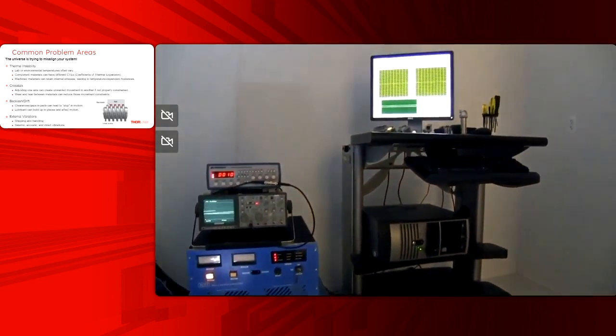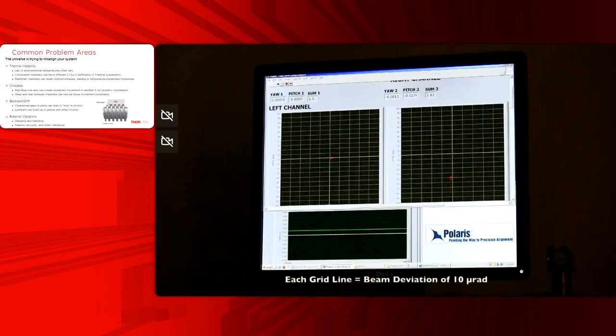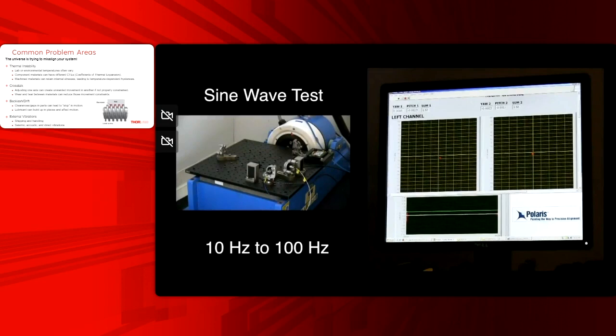The entire platform was then vibrated with a variable frequency and amplitude, and the displacement of the beam on the detector was recorded. Each grid line on that computer screen is going to represent a beam deviation of about 10 microradians. So as the video progresses, I'd suggest following along with the two plots' red dots and seeing how they move between grid lines.